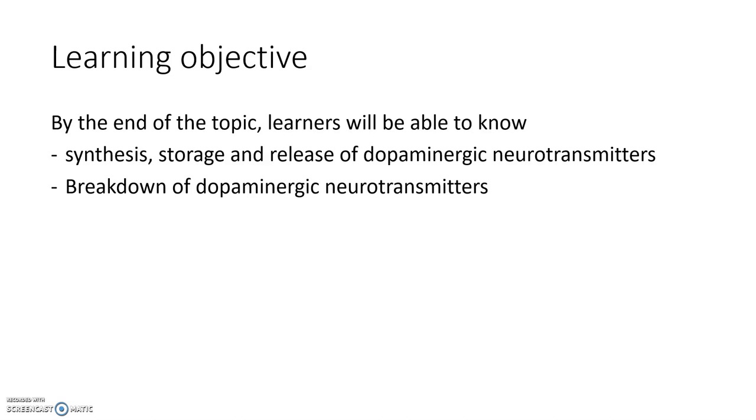So today we will be learning about dopaminergic neurotransmission. By the end of the topic, the learners will be able to know the synthesis, storage and release of dopaminergic neurotransmitters. Along with it, the learners will also come to know the breakdown of dopaminergic neurotransmitters.